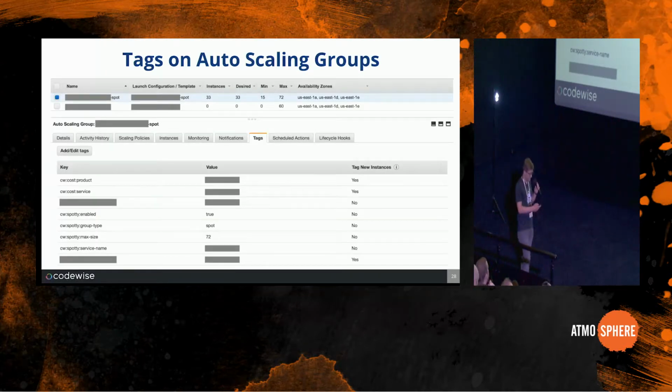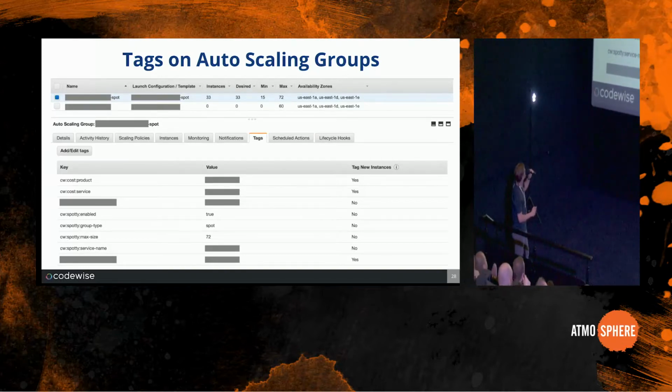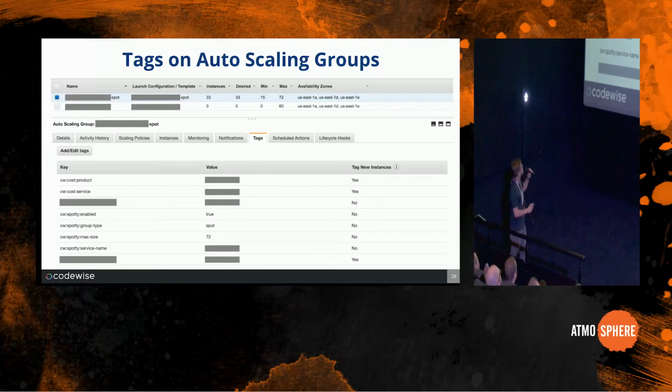Here is an example of one of the services. As you can see, I needed to remove the sensitive names, but apparently the copied group is with the spot suffix, also the spot suffix in the launch configuration, and you can see that there are a couple of tags that are used, and this is all that is needed for Spotty to operate.